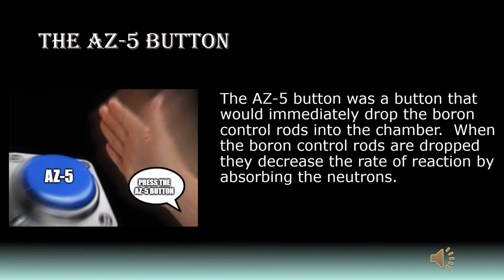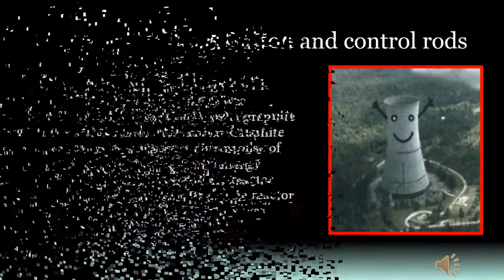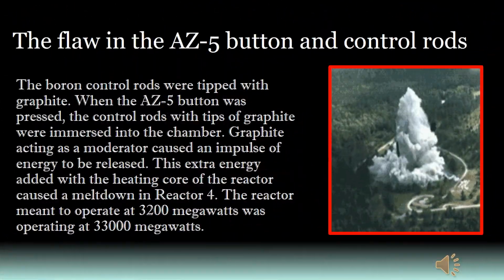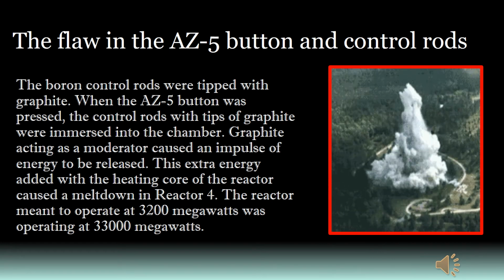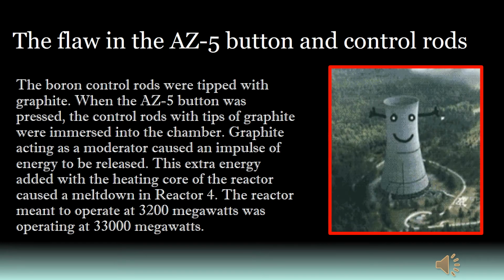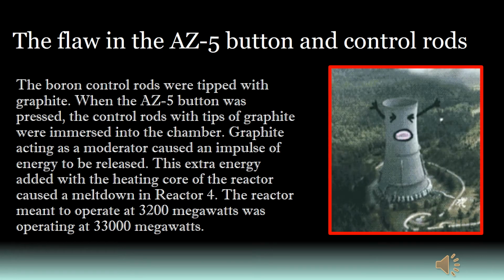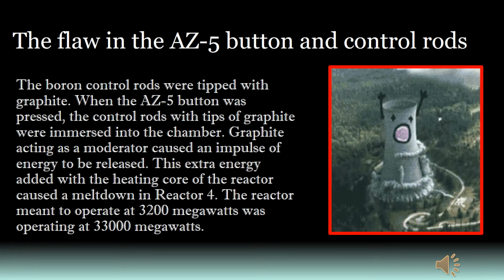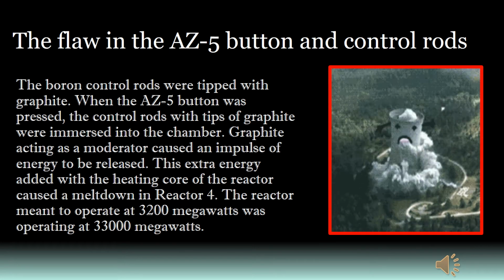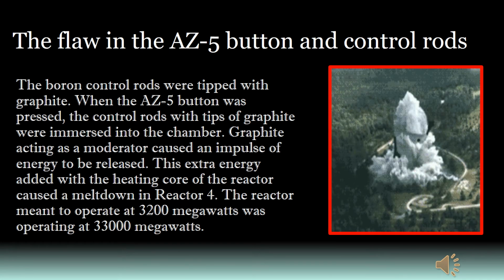The AZ5 button was a button that would immediately drop the boron control rods into the chamber. When the boron control rods are dropped, they decrease the rate of reaction by absorbing the neutrons. The boron control rods were tipped with graphite. When the AZ5 button was pressed, the control rods with tips of graphite were immersed into the chamber. Graphite acting as a moderator caused an impulse of energy to be released. This extra energy added to the heating core of the reactor caused a meltdown in reactor 4.